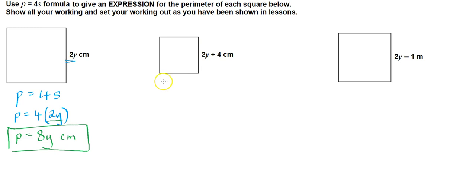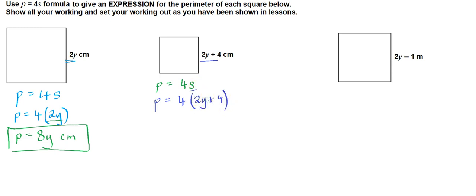This one over here looks a bit more complicated, but it isn't really. We start off with perimeter equals 4s. That's the formula we're using. And then we just rewrite the equation, plugging in the values we know. So we don't know that yet. We do know that whatever the side is has to be multiplied by 4. And the side in this case is 2y plus 4.